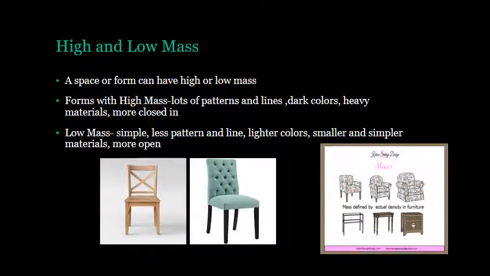So a space or a form can have high or low mass. So when we think of a form like a chair with high mass, it's probably going to have lots of patterns and lines. It's going to have darker colors. It's going to have heavy materials and be more closed in. When we think of something having low mass, it's probably going to be more simple, less pattern and line, lighter colors, smaller and simpler materials, and more open.